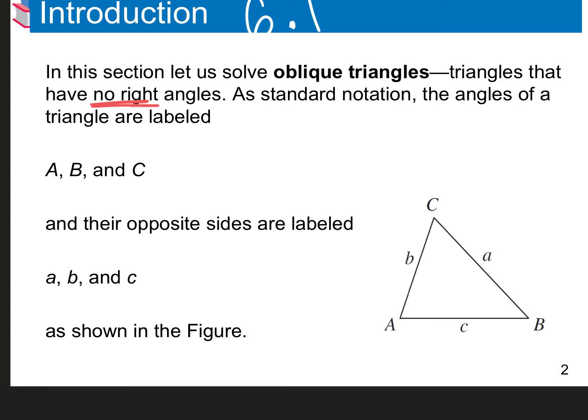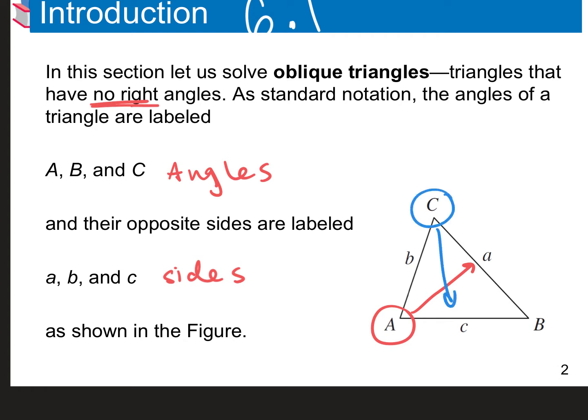We have 3 sides of a triangle and 3 angles of a triangle. Angles are measured by capital letters, and sides are lowercase letters. Each angle corresponds to the same letter as the side it's opposite to. So angle A is opposite side A, angle C is opposite side C, and angle B is opposite side B.